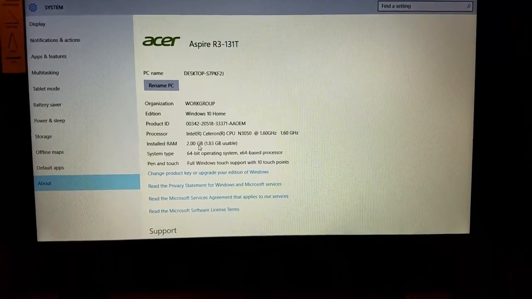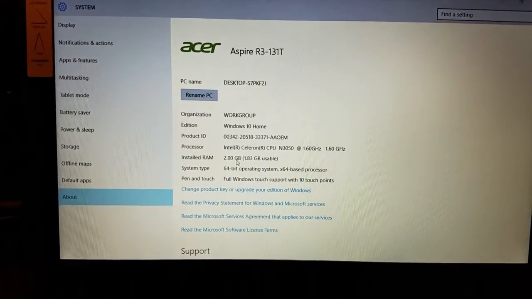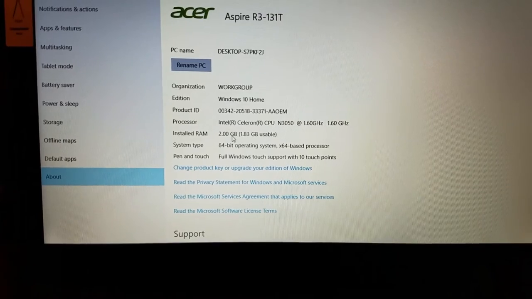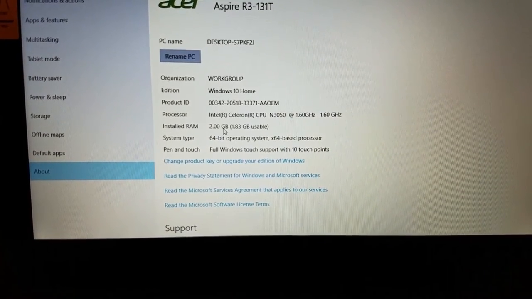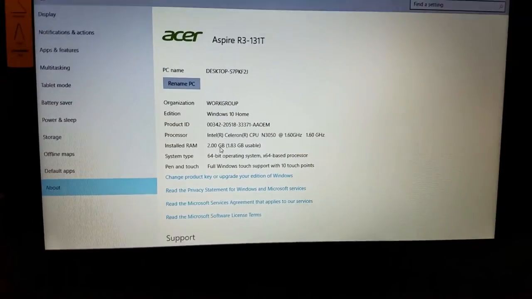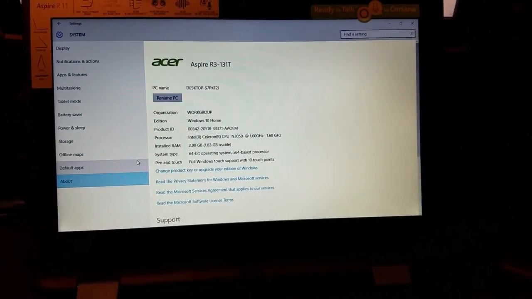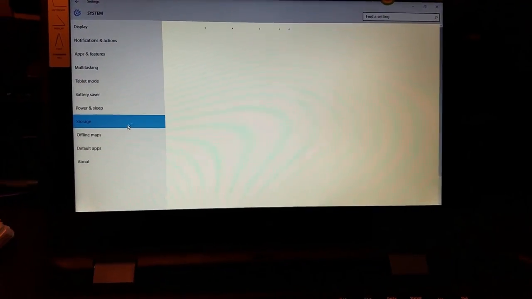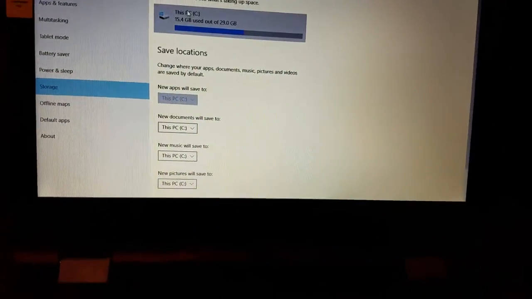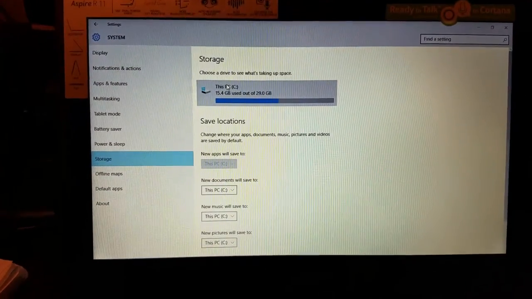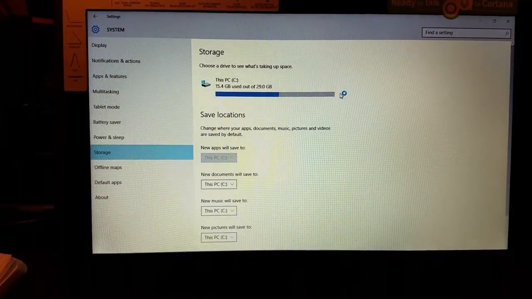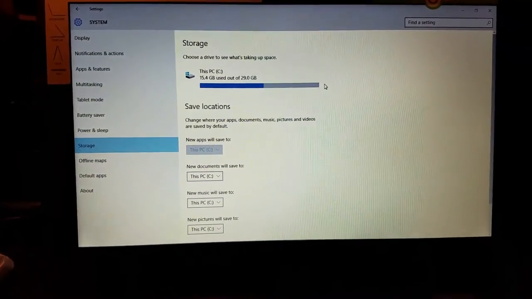All right, so I got it up and going, and here's what we have. We have Windows 10 64-bit. We have 2 gigs of RAM. We have should be 32 gigs of onboard storage. Take a look real quick. 32 gigs of storage, out of which 15.4 gigs is available. So you don't really have much room to do much on here.